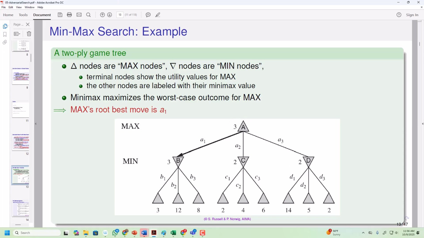So this guarantees optimal play against an optimal opponent. If Min cannot play optimally, then Max might get something more than 3. But 3 is guaranteed, even if Min plays optimally. If Min messes up somewhere at some step, you can get more than 3, up to 14. So that means Max's best move at the root is A1. If you go to A1, then this is the path to the optimal value, which is 3. So this is the path, A1 and then B1.